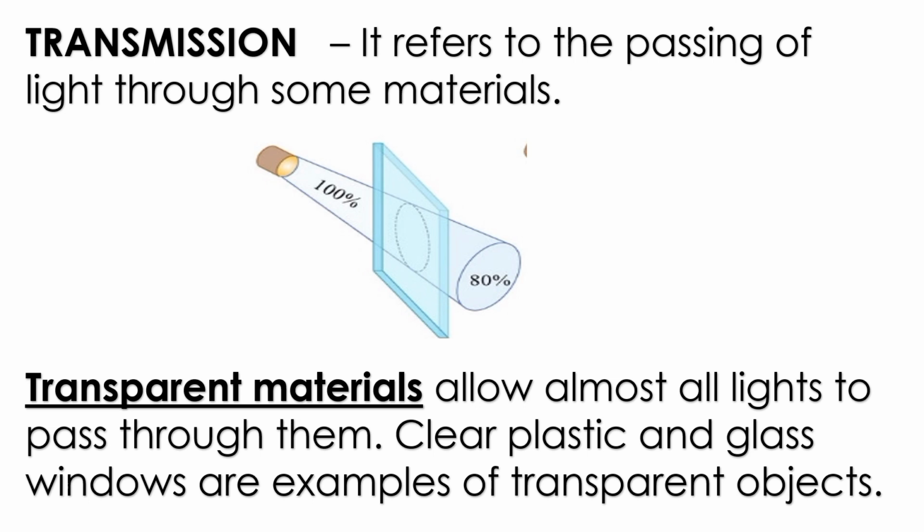Transmission. It refers to the passing of light through some materials. Transparent materials allow almost all of light to pass through them. Clear plastic and glass windows are examples of transparent objects.